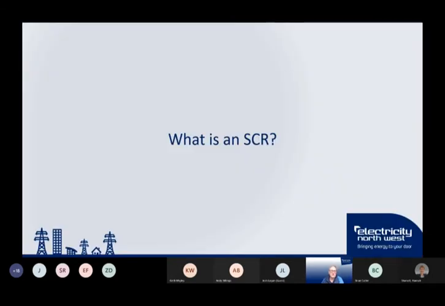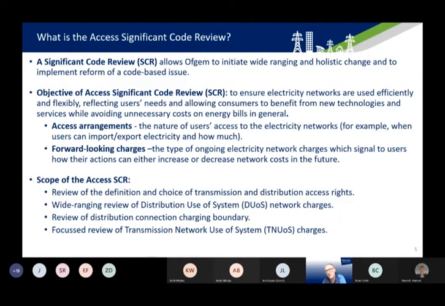By way of context, I thought it was worth talking a little bit about what an SCR is. A lot of these slides have a lot of detail on them. I'm not going to cover them all. We're going to make the slides available as we normally do, so that there's more reference for people if they wish to read them later.